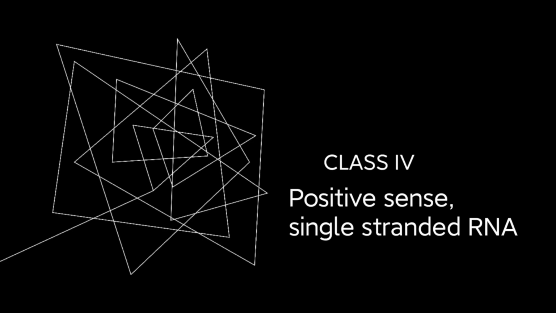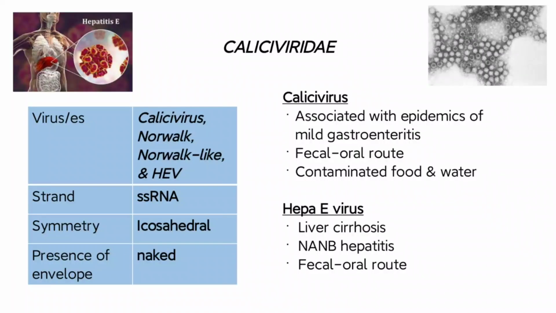So, class 4, positive sense single-stranded RNA. So, first family is the Caliciviridae. Caliciviridae, ito yung mga viruses niya. Calicivirus, Norwalk-like, and hepatitis E virus. So, yan yung mga medically important, no?